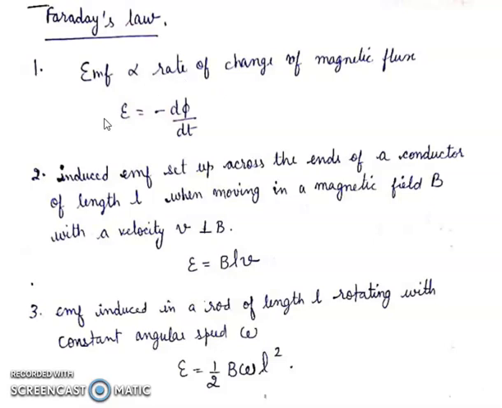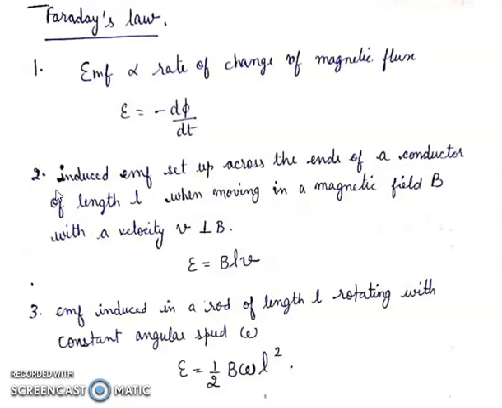So the first formula is E is equal to minus d phi by dt. The minus sign is there because of Lenz's law. The EMF produced opposes the change producing it. That's why E is equal to minus d phi by dt.